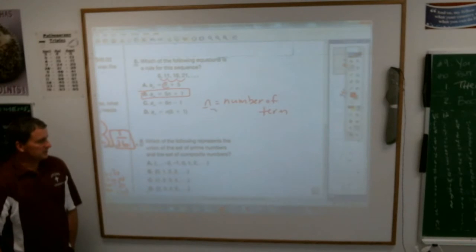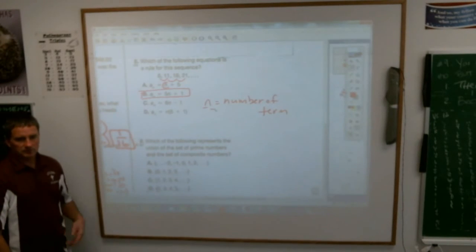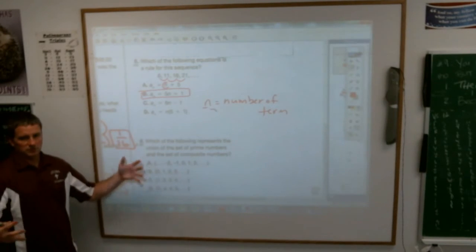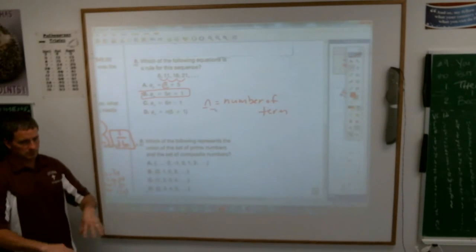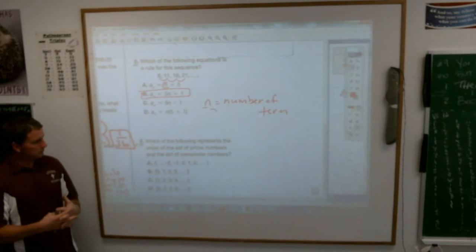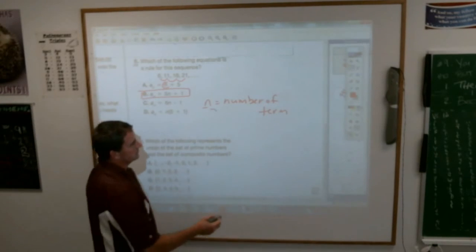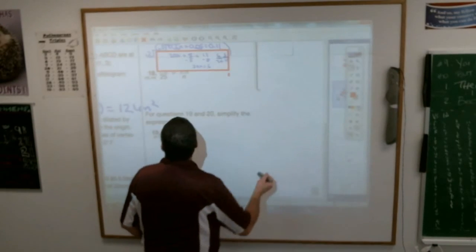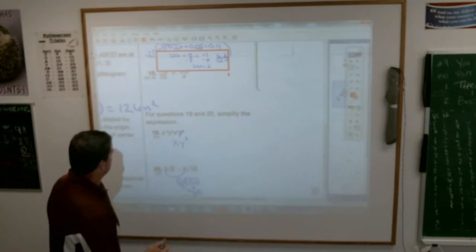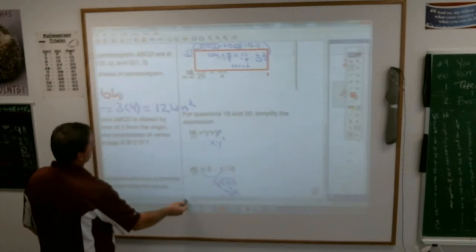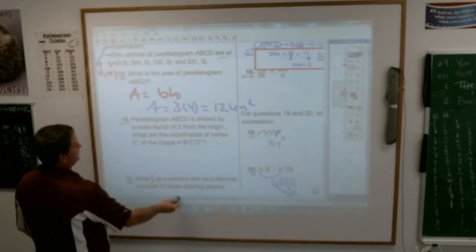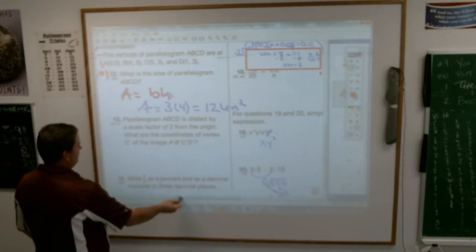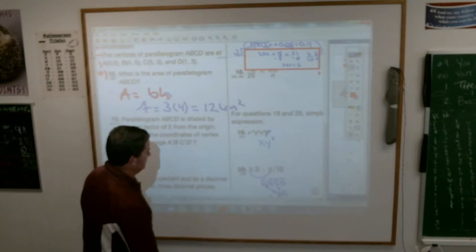Union of prime numbers in the set of composite numbers, everybody's good with that one? Yeah. Union means you're putting them both together. It's not intersection. Intersection means what they have in common. Union. What else did we do on this one? Parallelogram dilated by a scale factor of 2. Yep. 5/9 is a percent.